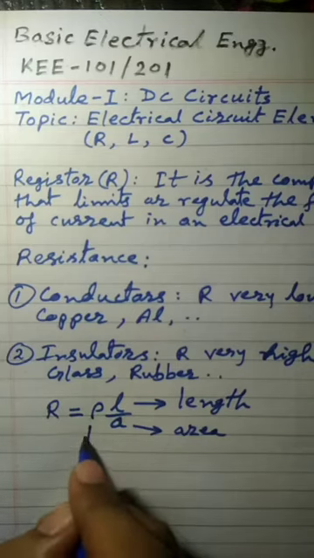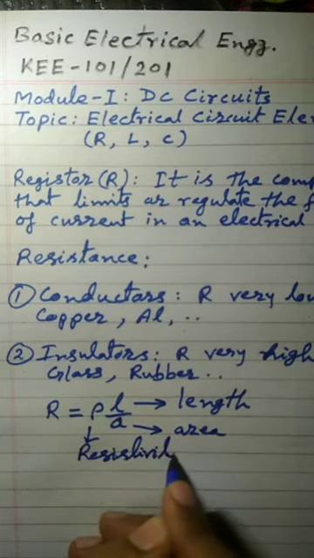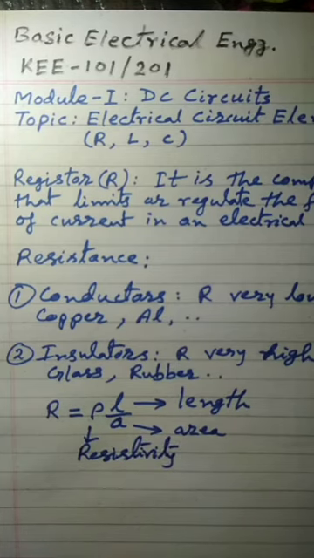The rho is called resistivity. It is considered as the resistance offered by a material with unit dimensions. For a particular material, the rho is constant. So if the length and the cross-section area are changed, then the resistance can be changed. But in all the cases, the resistivity should be constant.